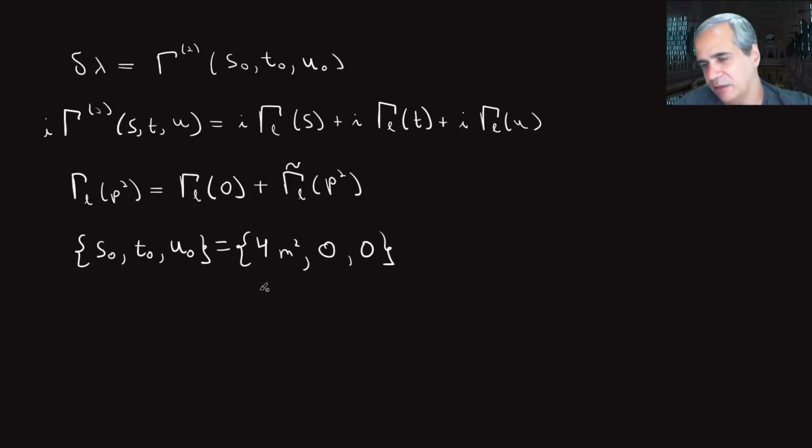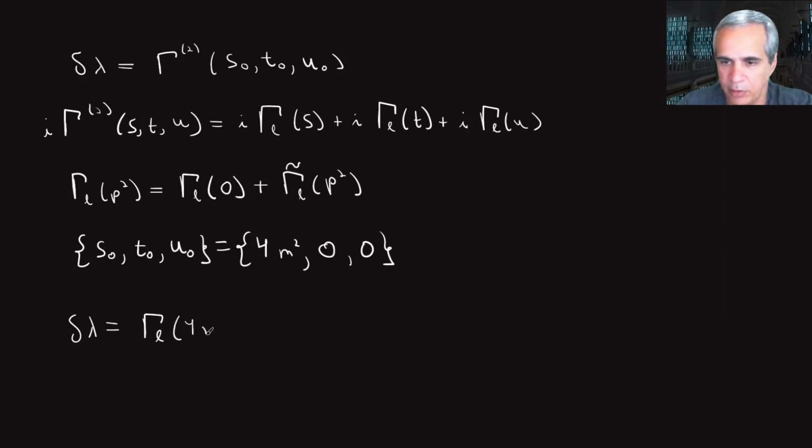But since we're doing a theoretical calculation here, this is the easier point to use, and none of the conclusions really depend on this value, right? So going up here, I can rewrite delta lambda as this expression here, which is gamma L of 4m squared plus gamma L of 0 and gamma L of 0 again, so 2 gamma L of 0, right?